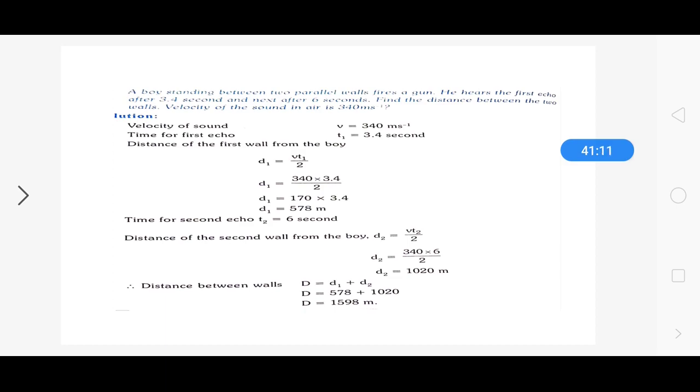So what is the distance between the two walls? The distance between the two walls is nothing but the distance from the boy to the first wall and the distance between the boy and the second wall. So it is the sum of d1 and d2. So 578 plus 1020, it is 1598 meters is the distance between the two walls.